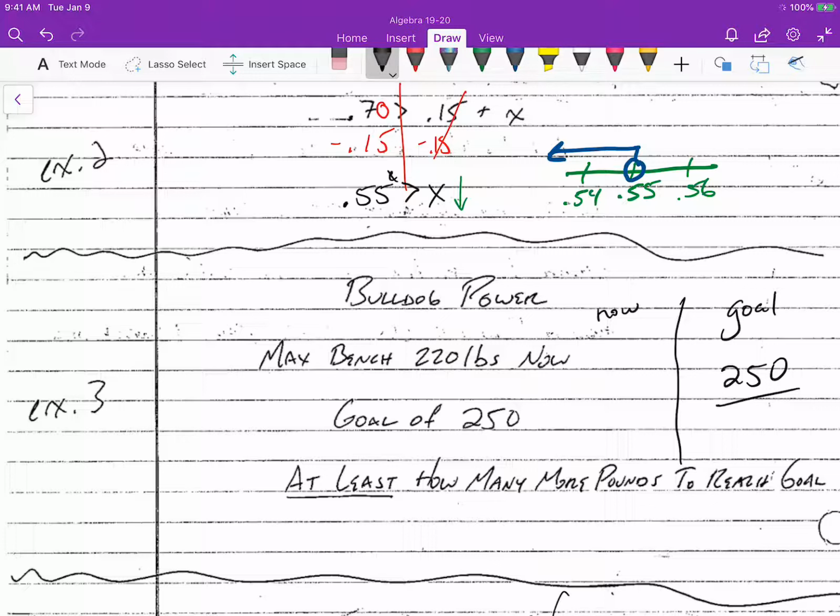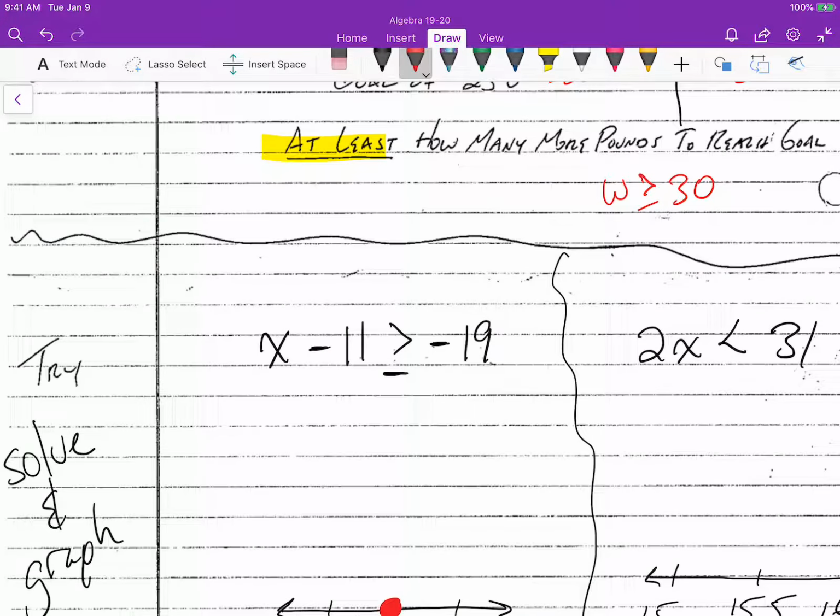Okay, but we're okay with us being more than our goal. So we want to be greater than or equal to the goal. So we can already bench 220 plus some more weight, and that would be greater than or equal to 250 pounds. So at least how many more pounds do I have to go? Well, you guys probably could do the math in your head, but if I just subtract 220, the weight has to be greater than or equal to 30 pounds. So 30 pounds for the tie, or I can go beyond my goal by doing over 30 pounds.